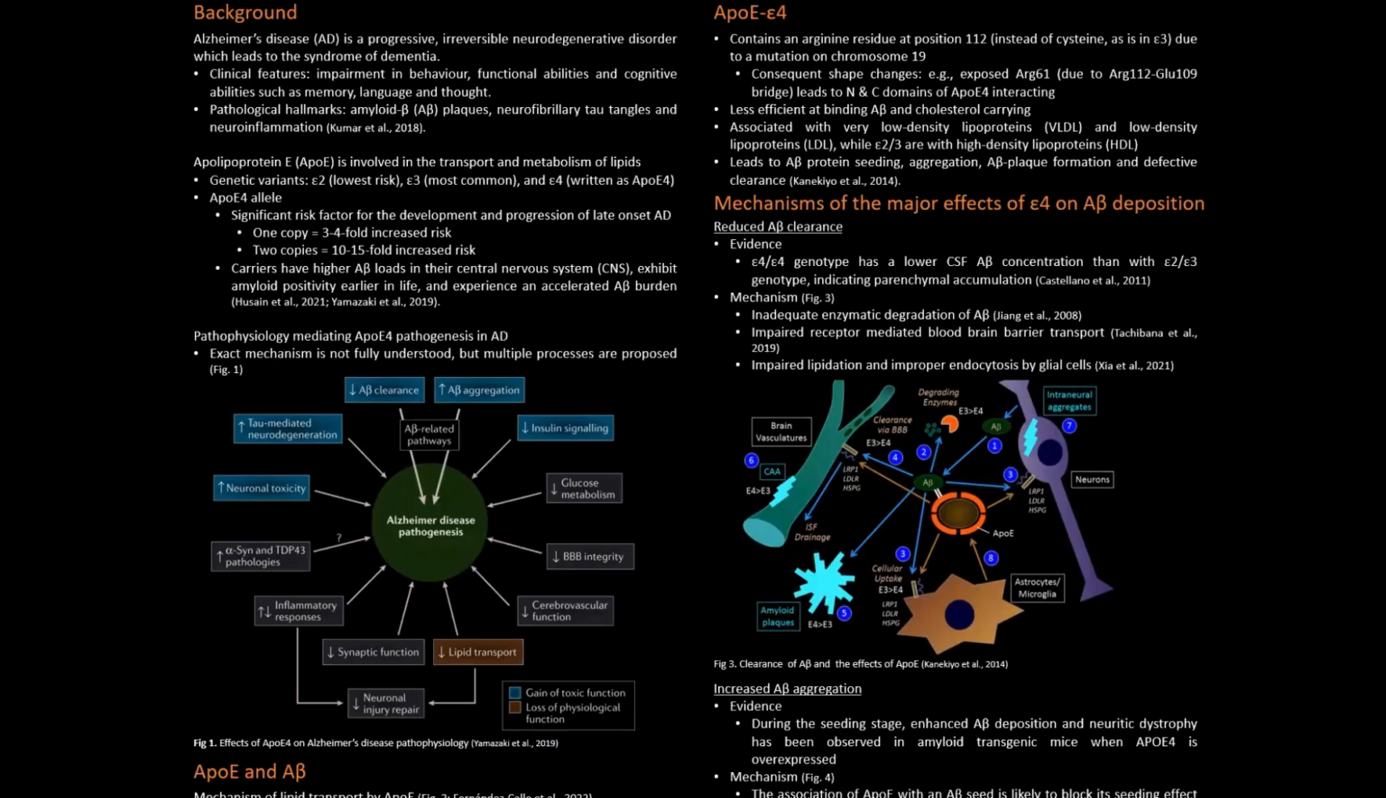Just for some context, Alzheimer's disease is the most common form of dementia which can affect a person's cognition, memory, functional abilities, and behavior. Classically, there are two pathological hallmarks of this disease: amyloid beta plaques and neurofibrillary tau tangles. Amyloid beta, in particular, causes neurodegeneration by tau hyperphosphorylation, oxidative stress, and neuroinflammation.